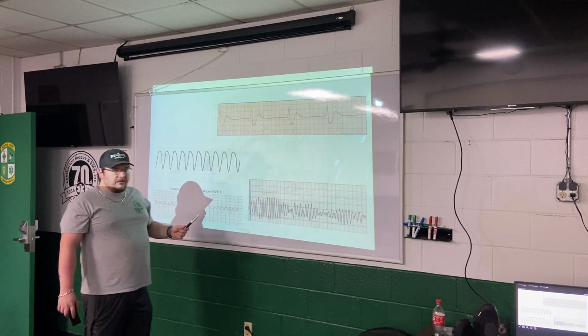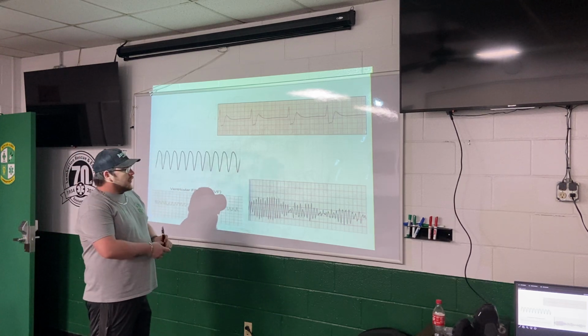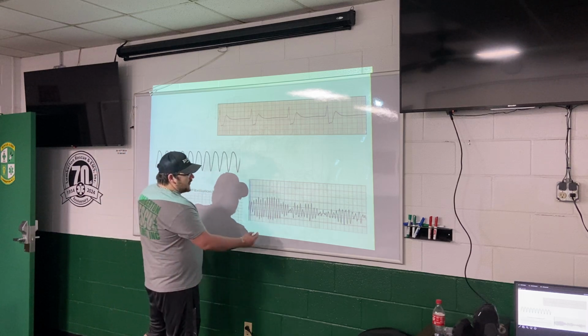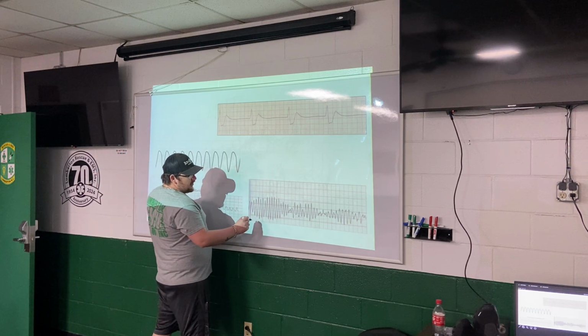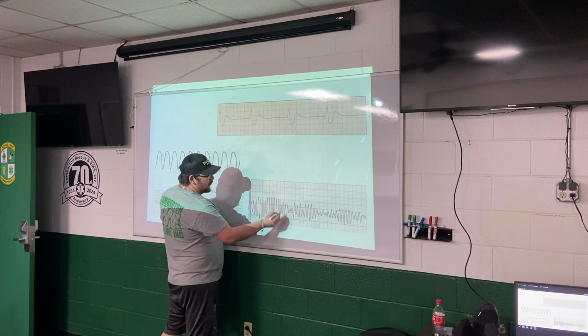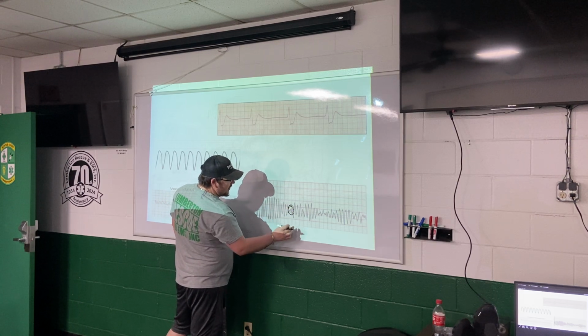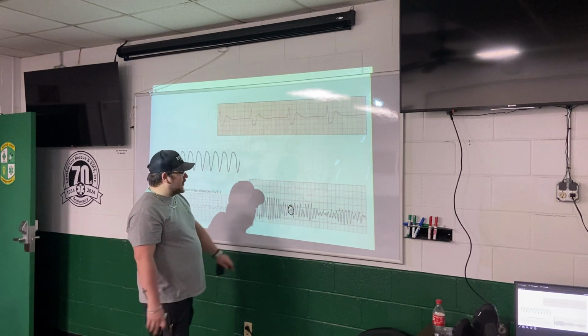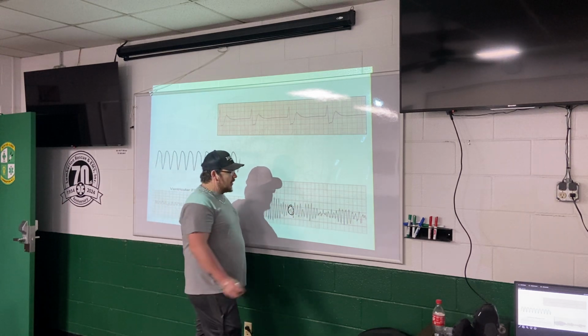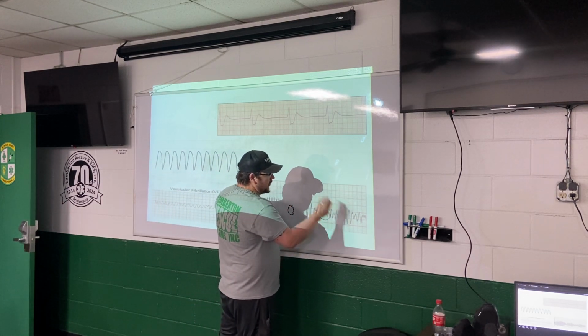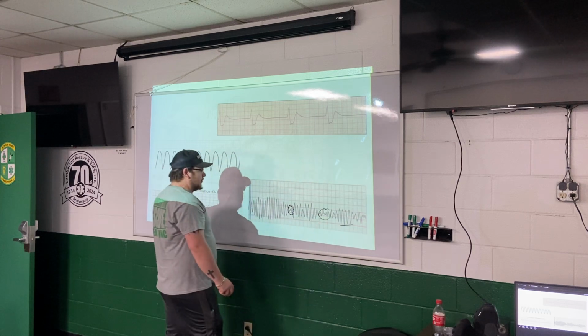Your polymorphic VTAC, which is that bow tie look we were talking about, is going to be this one right here. As you can see, you've got points, it gets narrow right here, almost ties in, and it flips. Your points go up here, it ties in again, it flips, and your points go down here again.